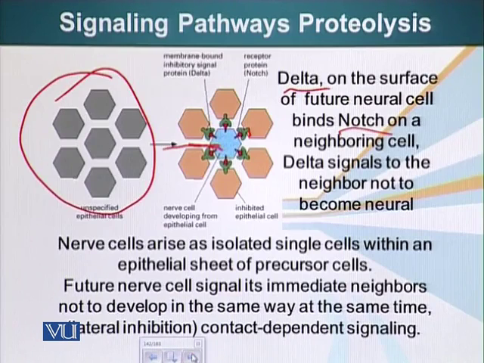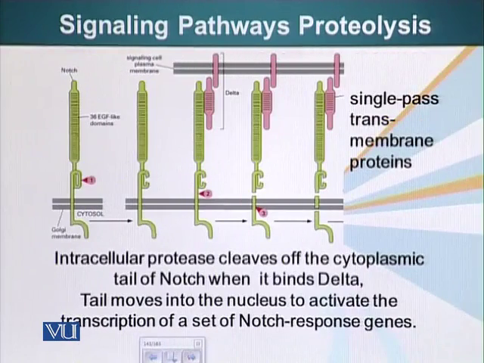Delta signals to the neighboring cells not to become neuronal, because this cell has already decided to become a nerve cell, so it is signaling all these other cells not to become a nerve cell. Nerve cells arise as isolated single cells within an epithelial sheet of precursor cells, as you can see here. The future nerve cell is signaling its neighbors at the same time and inhibiting them from becoming a nerve cell. This is also called lateral inhibition, and it is, as you can see, contact dependent.